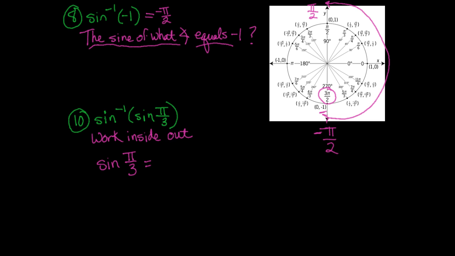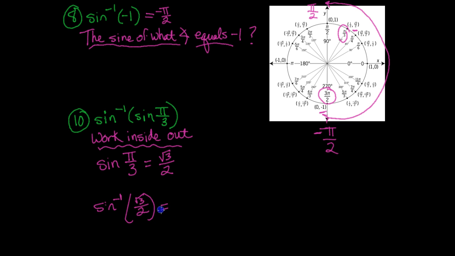Okay, the next example, you can work inside out. Now remember I said sine inverse and sine, they undo each other, but you have to remember that this angle pi over 3 needs to be between -pi over 2 and pi over 2. But it's okay because I can just evaluate what sine of pi over 3 is. Remember it's the y value, so that's equal to the square root of 3 over 2. So my new problem becomes sine inverse of the square root of 3 over 2.